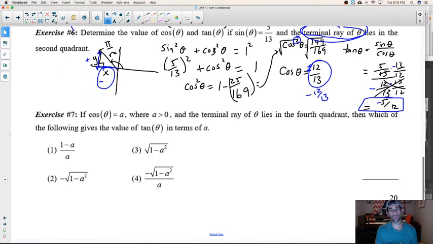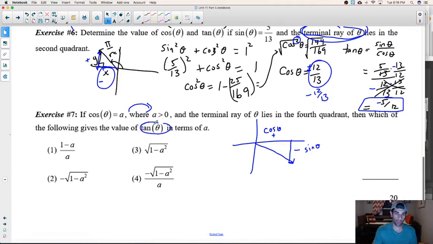Now you're going to look at this one or try to read this one and say it's impossible, but it's exactly the same as number 6, except there are no numbers involved. So you have cosine theta, which is a. So over here was a number, now it's just a variable. A is greater than 0. And the terminal ray of theta lies in the 4th quadrant. So if you're drawing that, you're here. So then keep in mind that this number would be positive and this would be negative. So your cosine is positive and your sine is going to be negative.